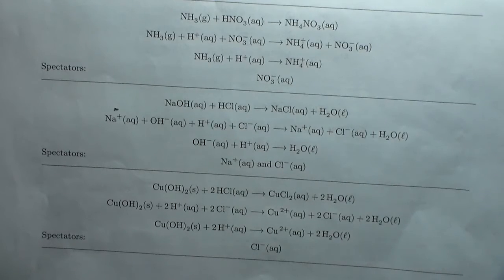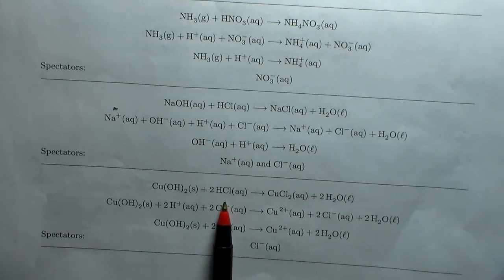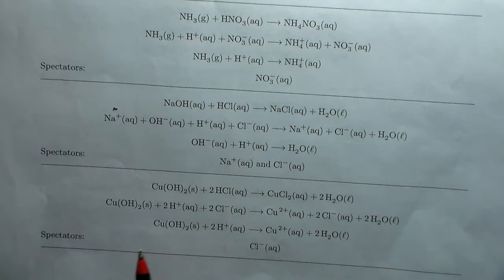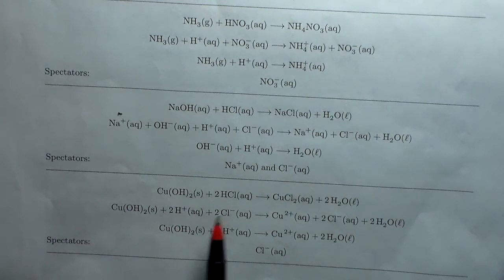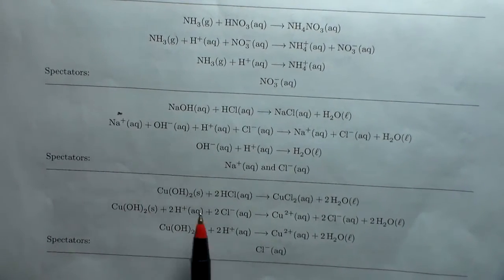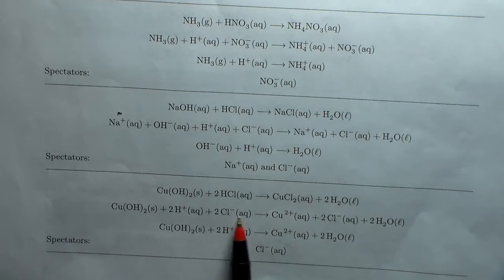We just did that one a few minutes ago. Then down here we have the copper hydroxide plus 2 HCl's. That's very similar to what we had before, although now we're dealing with a strong acid and a weak base. So here, the copper hydroxide again stays together. My strong acid breaks apart, so that's 2H plus and 2Cl minus.